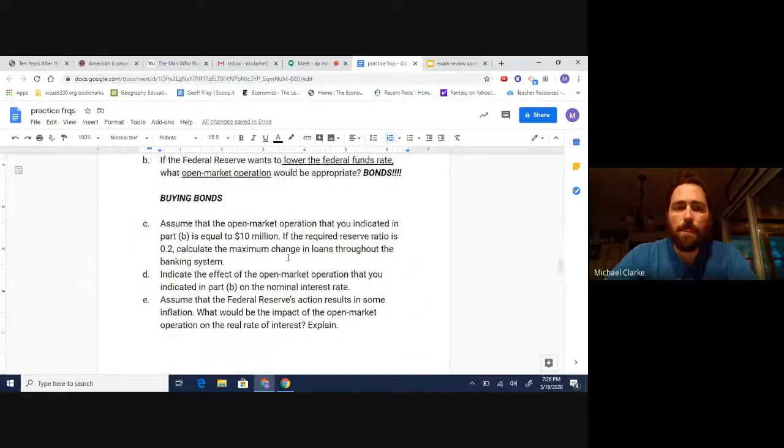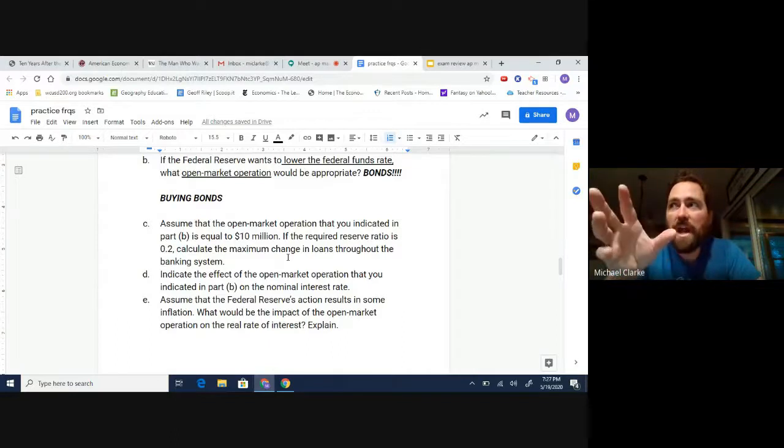Part C. Assume that the open market operation you indicated in Part B is equal to $10 million. What the first sentence of Part C is saying is, the Fed is pumping $10 million worth of money into the economy, or they've bought $10 million in bonds. If the reserve required ratio is 0.2, calculate the maximum change in loans over time throughout the banking system. So the banks have $10 million now.